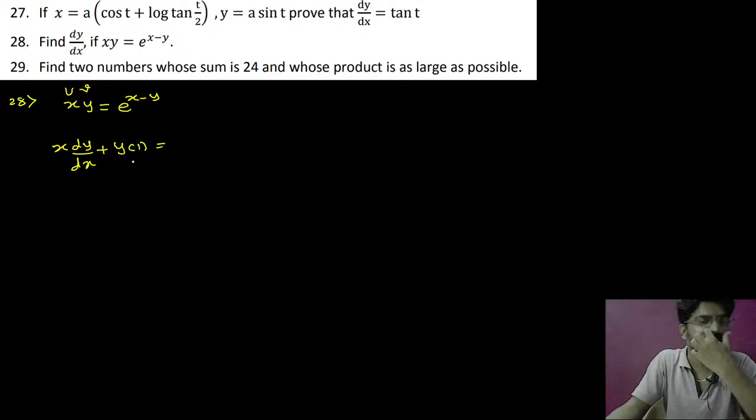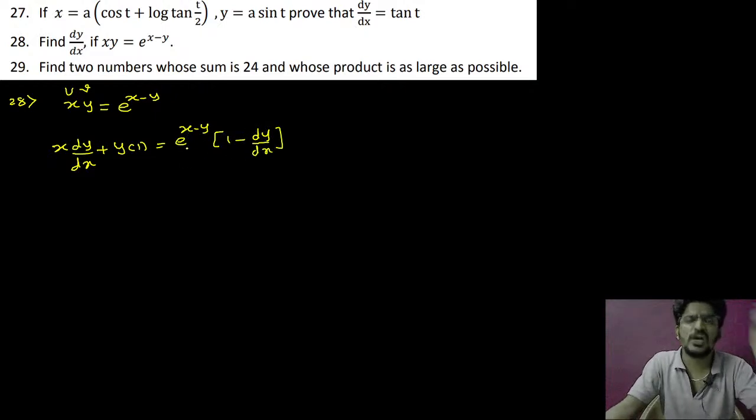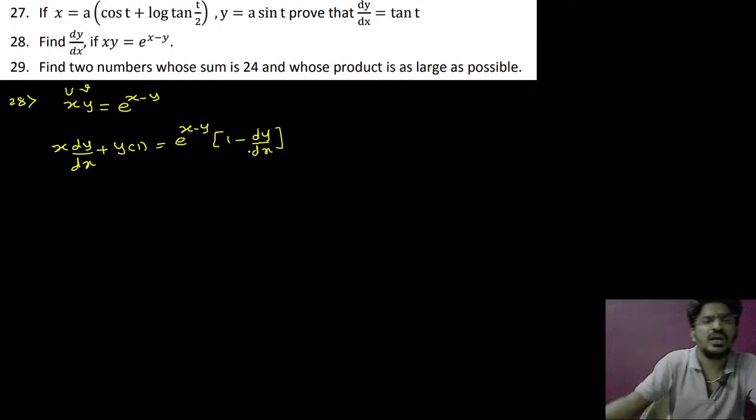I think everyone can understand this, because differentiation of y is dy by dx, plus y into differentiation of x is 1. And e to the power of x minus y will be what? E to the power of x minus y multiplied with differentiation of x minus y, which is 1 minus dy by dx. Here also I am applying the chain rule for e to the power of x minus y. That will be e to the power of x minus y multiplied with differentiation of x is 1 minus differentiation of y is dy by dx.